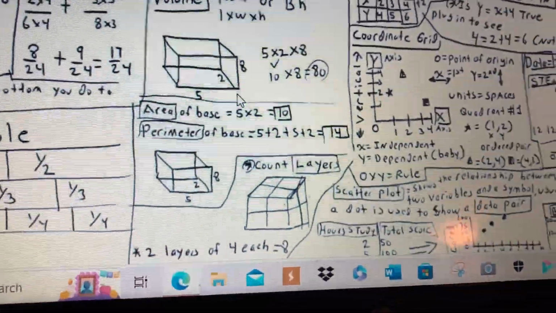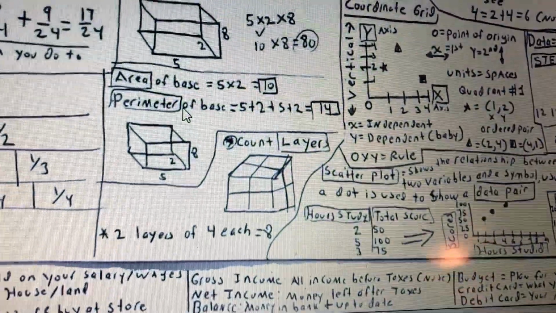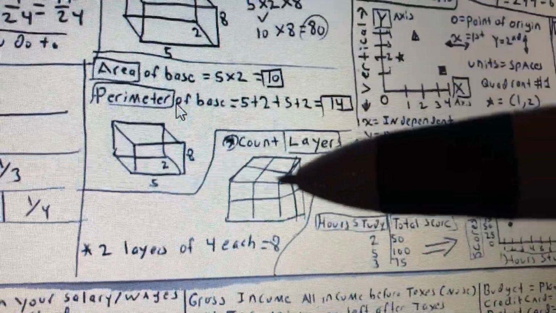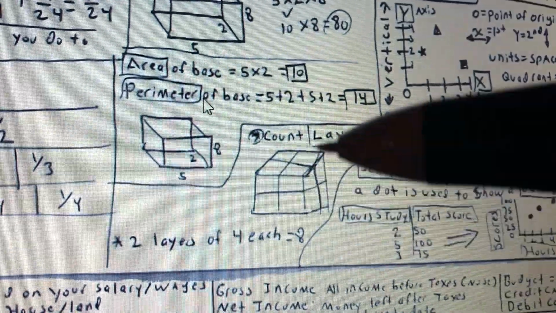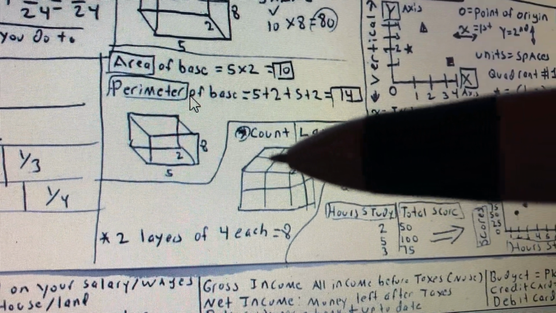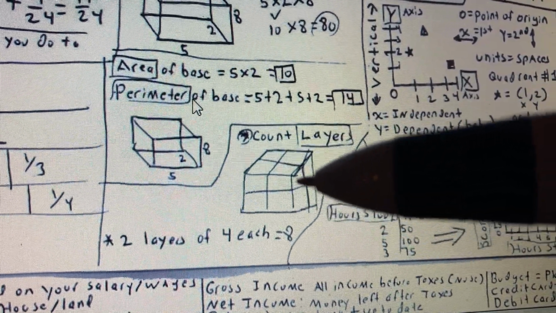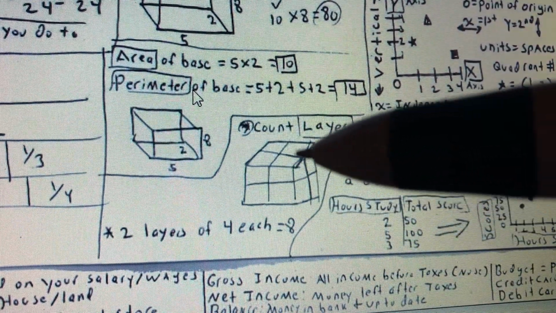Another way you'll see volume is like this one right here, in layers. I would count it like a layer cake. You know, there's a top layer, bottom layer, another layer maybe. I see 4. 1, 2, 3, 4. There's 4 on top, there's 4 on the bottom. That's 8. 2 layers of 4. 4 and 4 is 8.